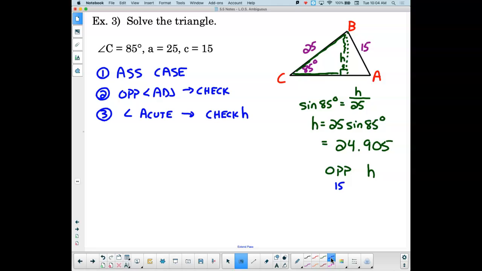My height is 24.905. That tells me that my height is bigger, right? So how many triangles get formed? Zero. No triangle formed. No triangle formed on that.